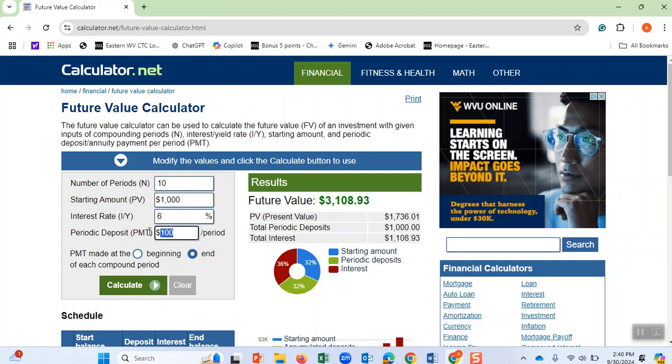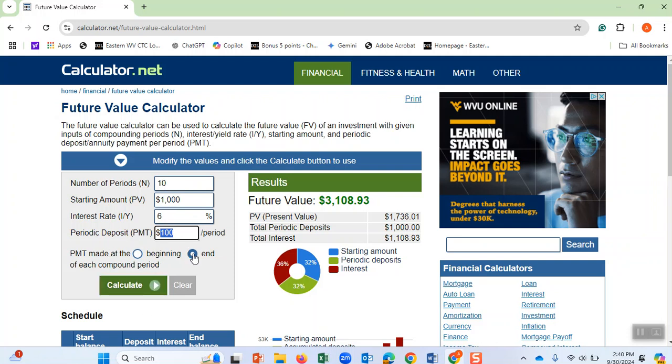deposit is $100. And for a period of 10 years, which means I'm going to keep this $1,000 in my account for 10 years. And not only that, every year I am going to add $100 to it and see what's going to happen after 10 years.